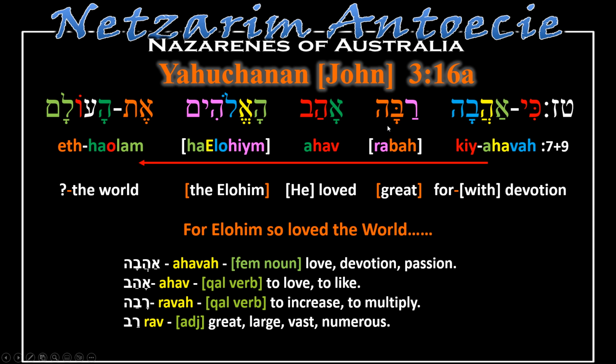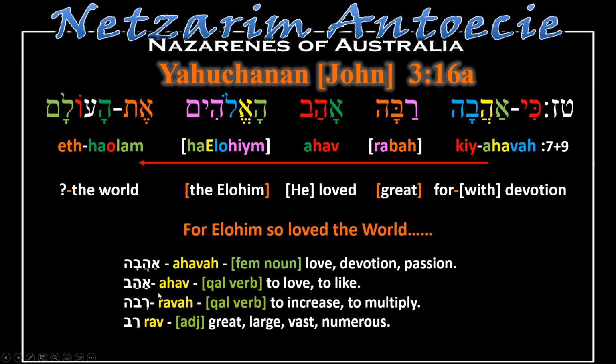Rabba, which is great. Great passion or great love. Ahav, he loves. Now, what's the difference between this one and this one? This is a noun, and this is a verb. So therefore, it's he loved. That becomes a verb then. Ha Elohim, the Elohim, et ha olam, grammar marker, the world. For Elohim so loved the world.